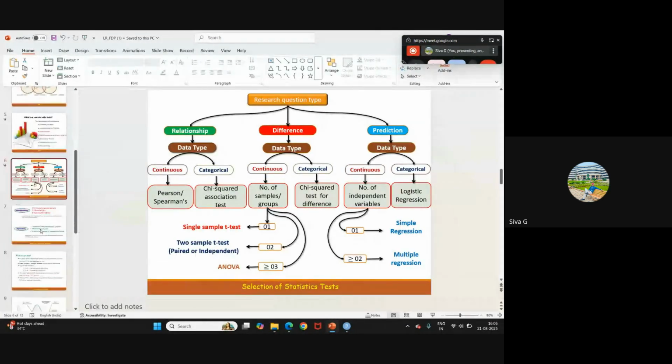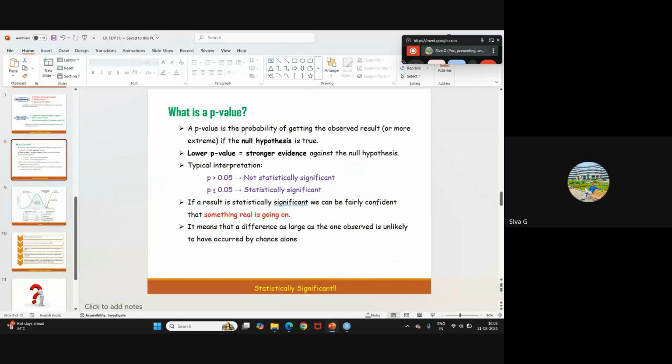I hope my slide is also visible to you. This one. What is p-value? If the p-value is greater than 0.05, it is not statistically significant. If the p-value is less than or equal to 0.05, it is statistically significant. If the p-value is not statistically significant, we accept H naught. If the p-value is statistically significant, we reject H naught. This PPT also I will share with you all. If you want, you can take a screenshot of this; easily, we will remember this.